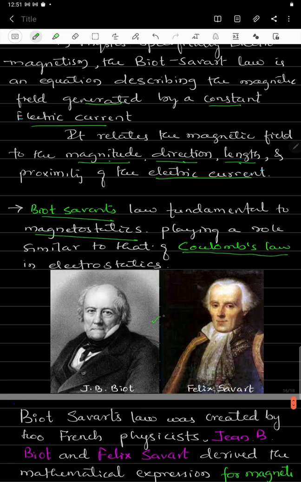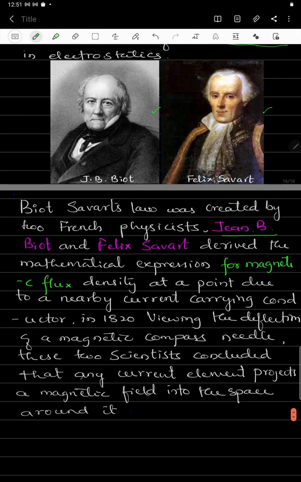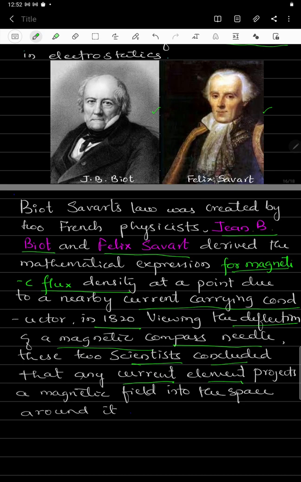These two scientists gave this law, the Biot-Savart law. One is James B. Biot and the other is Felix Savart. They derived a mathematical expression for the magnetic flux density at a point due to a nearby current-carrying conductor. In 1820, observing the deflection of the magnetic compass needle, these two scientists concluded that any current element projects a magnetic field into the space around it. How the expression is derived, we will see now.